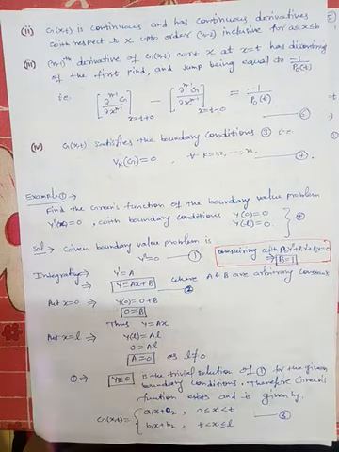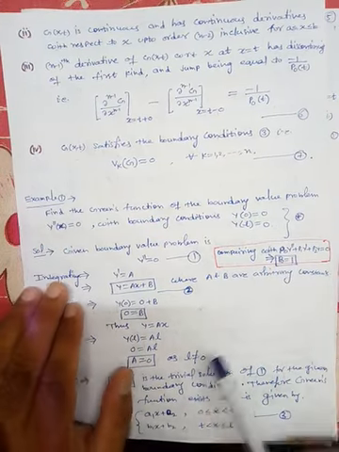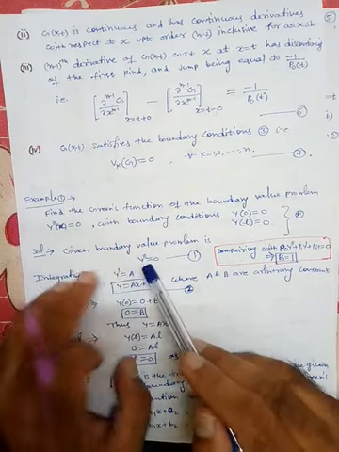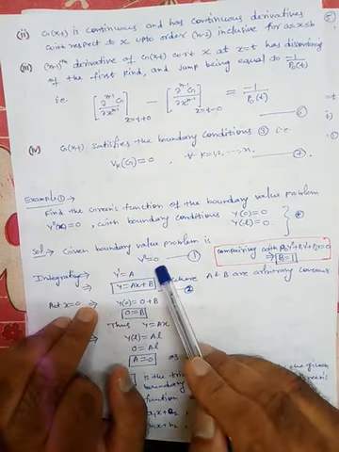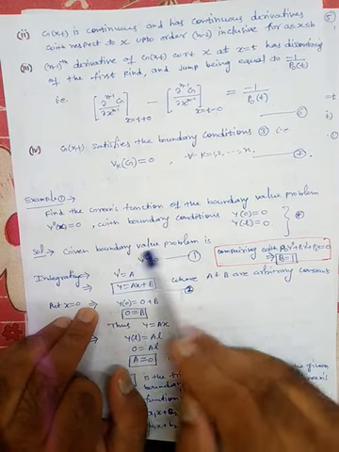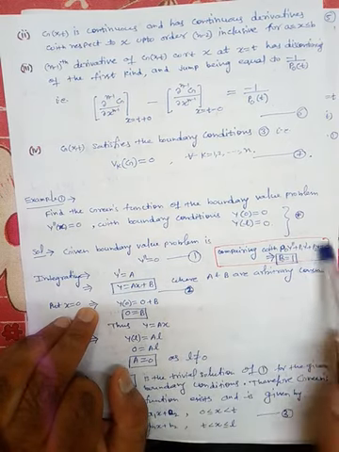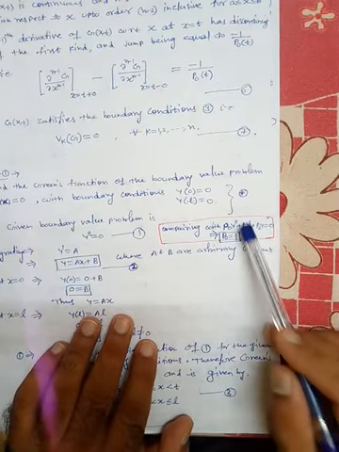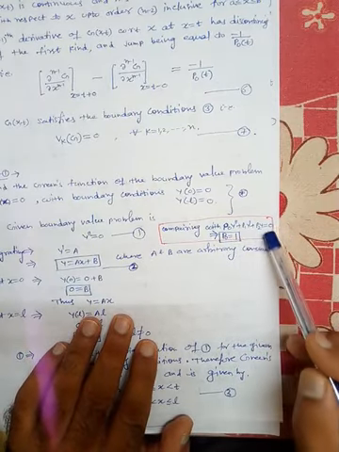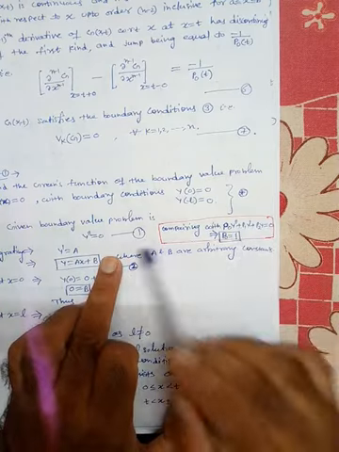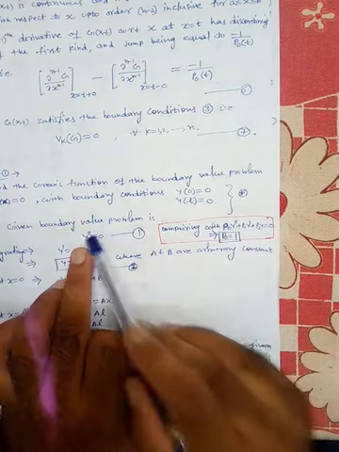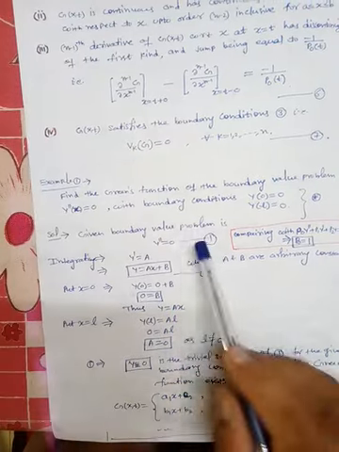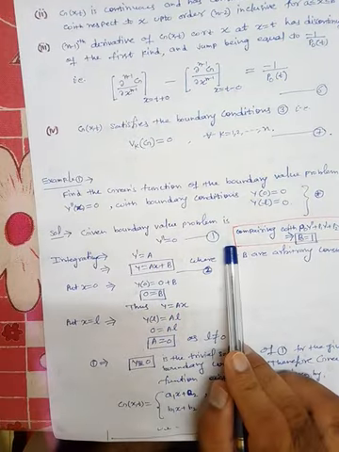So how to solve this? First, what is the given boundary value problem? The given boundary value problem is y double dash is equal to 0. Now if you compare this with the general equation p naught y double dash plus p1 y dash plus p2 y is equal to 0, then what will be the value of p naught? p naught is nothing but 1.